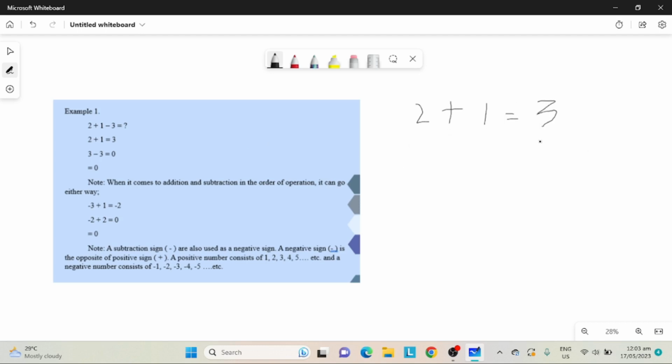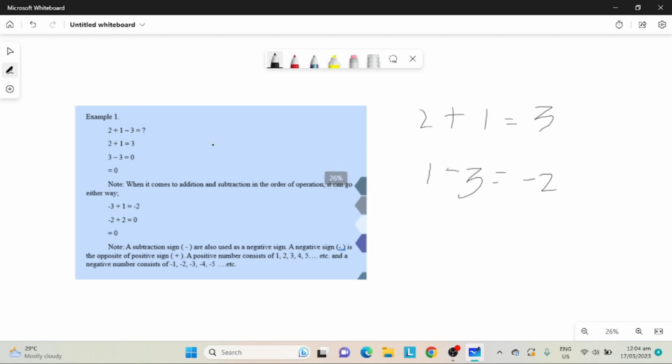But there's also a negative 3 here. We just used the 2 and the 1. How about this negative 3? What should we do about it? Here comes the order of operations. In addition and subtraction, it doesn't matter which comes first. You can go addition first and then subtraction, or subtraction and then addition, anything. You can use first 1 minus 3, which would be equal to negative 2. Then it's still the same outcome.